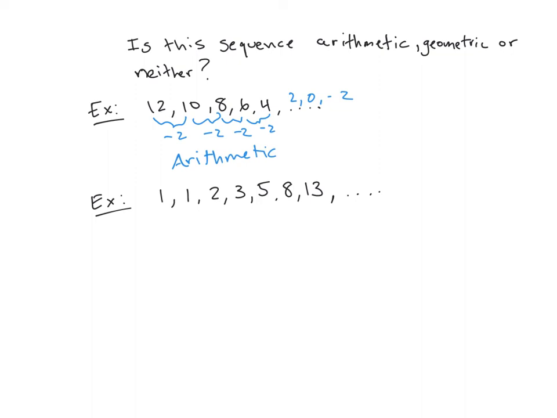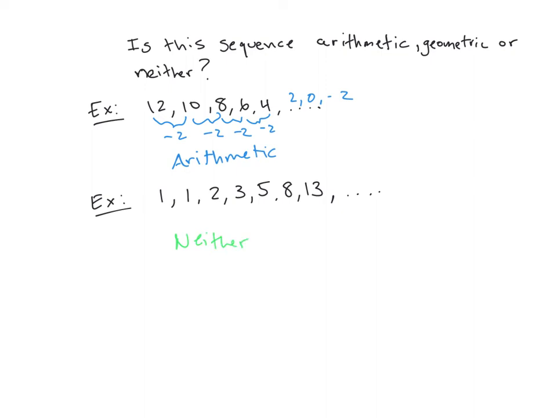This is a really famous sequence. It's called the Fibonacci sequence. Would this sequence be arithmetic, geometric, or neither? Go ahead and make your determination and enter your answer when you're ready. Yeah, so this is an interesting one. It's going to be neither.